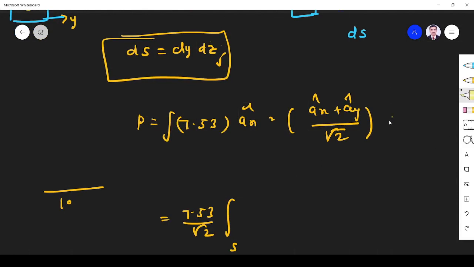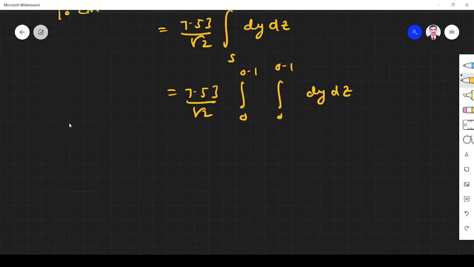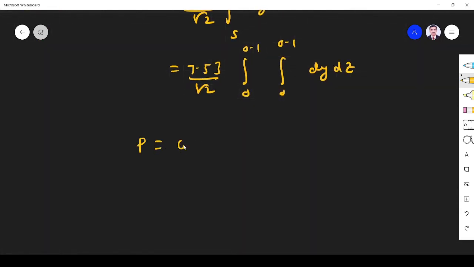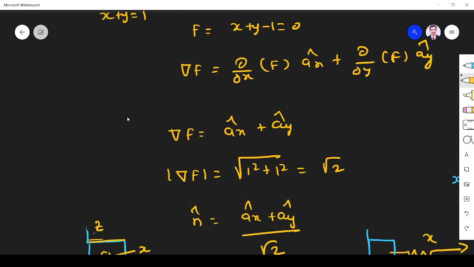So dy dz, in the y direction 10 cm, in the z direction 10 cm. So from 0 to 10 centimeters, 7.53 by root 2, and 0 to 10 centimeters is 0.1, for dy dz. If you integrate and finalize the answer, it will be 0.53 watts. In milliwatts, it will be 53 milliwatts. So the answer is 53 milliwatts.